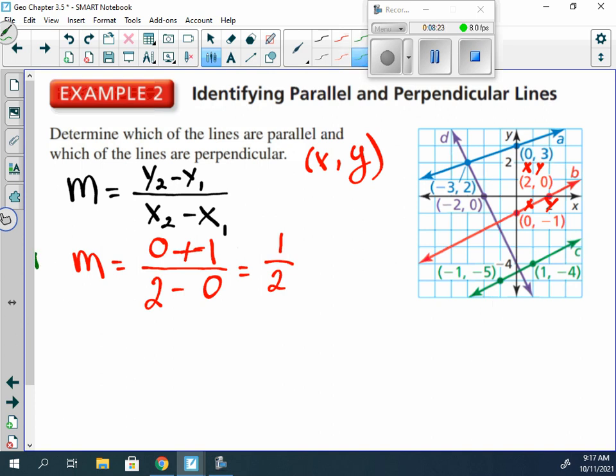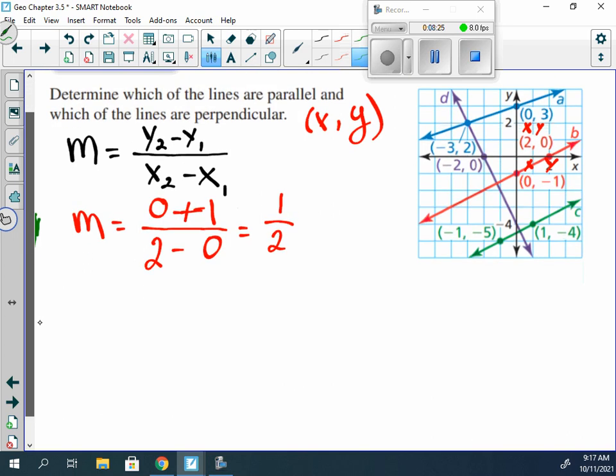Now we need to find the slopes for the other 3 lines. So let's find the slope for the green line next. Now the 2 points they gave us for line C, the green one, are -1, -5, and 1, -4. So what are our y values? Yeah, -5 and -4. Looking at these 2 here. Now we could say -5 minus -4, because again, we're plugging the y values into the equation.